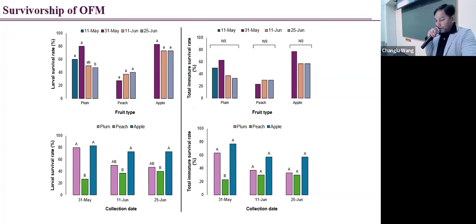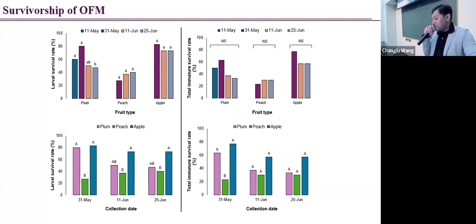And if you see the larval survival rate in plum, the larval survival rate is higher at the early stage, on 11 May and 31 May. Then it goes down. On June 25, the survivability is significantly lower than the earlier ones. We didn't get any significant difference on peach fruit, but you can see there's a higher trend in peach fruit. And in apple fruit, there is also no significant difference. So for the larval survival rate, peach and apple are quite the same.